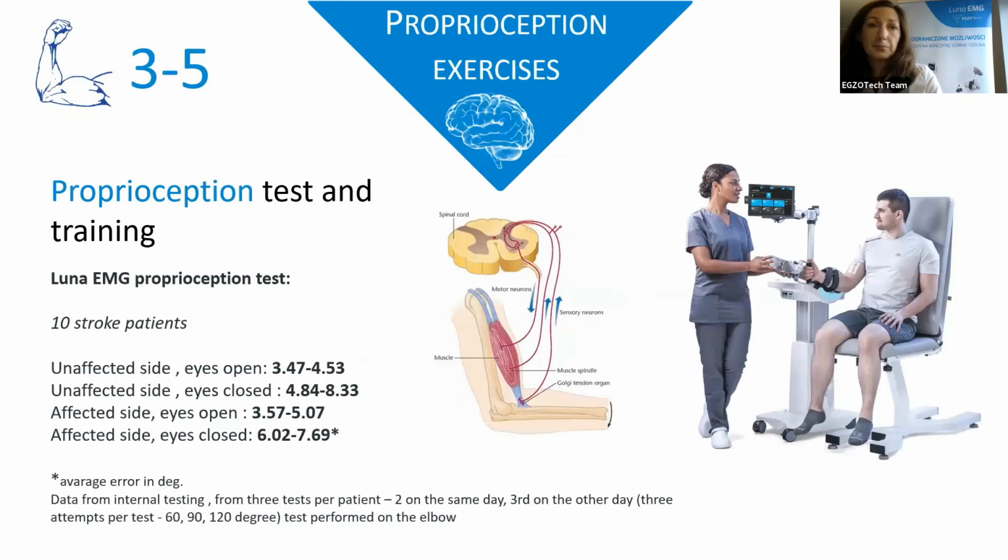So for the proprioception test and training, we do have an example of the Luna EMG proprioception test. We assessed 10 stroke patients and we got the results. The biggest differences were, of course, assessed on the affected side when the eyes were closed.